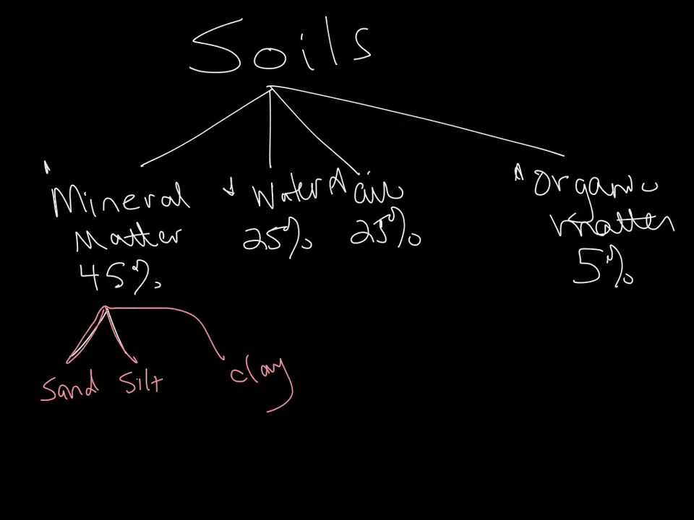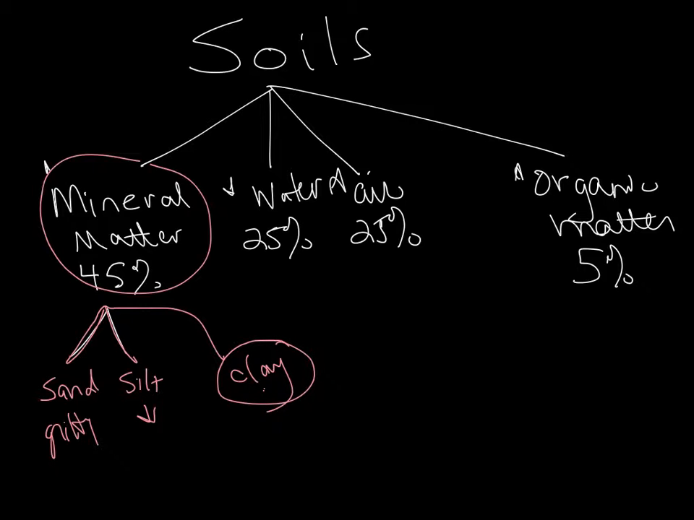If we just look at the mineral matter and break it up into its components, the particles that can make up the soil would be sand, silt, and clay. Sand would make it feel gritty, and these would be the larger particles. Silt would be in between, and that's usually pretty soft or smooth. And then clay is going to feel sticky, and it's going to be the tiniest particles.